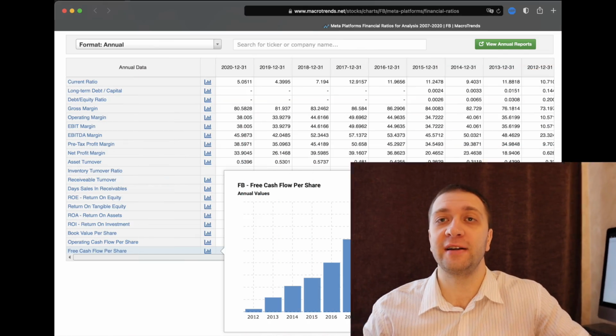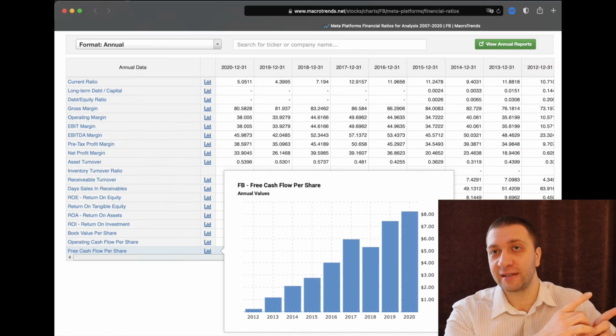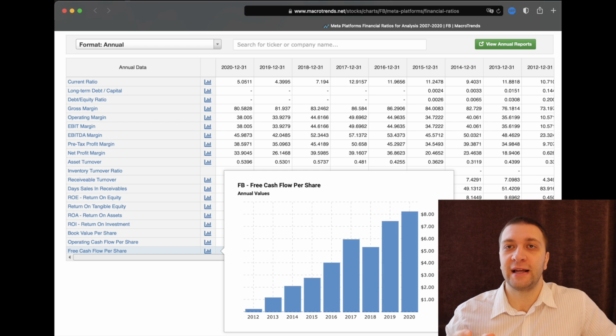Then we need to determine the cash flow per share growth. You can find it near the book value per share. As you can see, for Facebook, it was less than $0.50 in 2012 and around 8 in 2022. That is a check also.